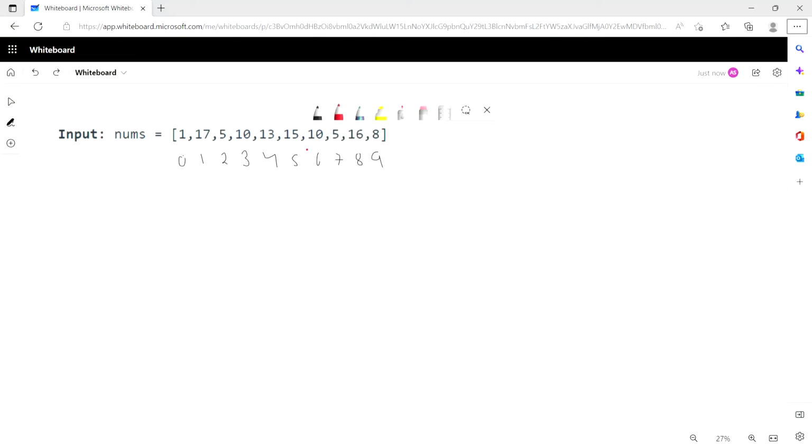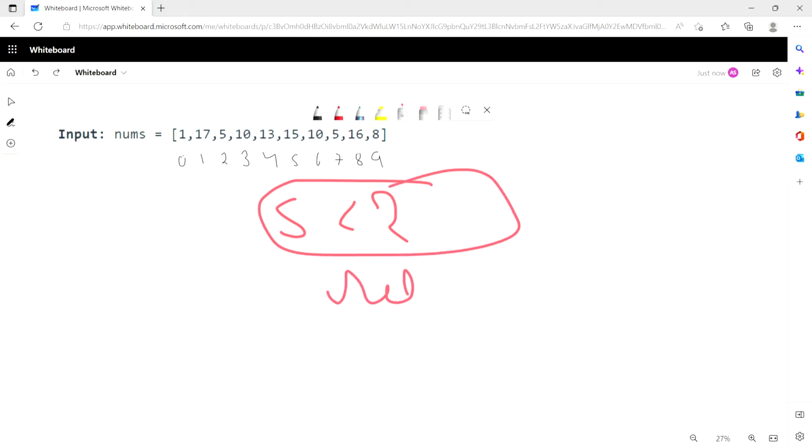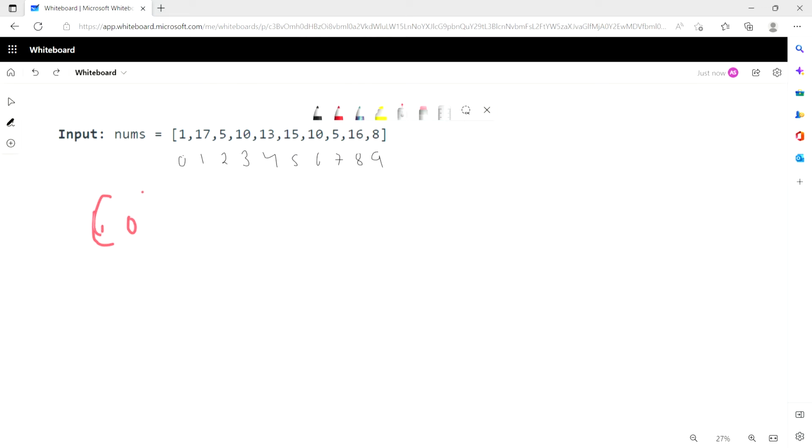So let's see the implementation. Before that, we have to see two base conditions. First, if the size of the array is less than 2, then we return the size of the array as it is. Because if the size of the array is 0, we return 0 because there is no Wiggle subsequence. And if the size of the array is 1, then we return it as it is.